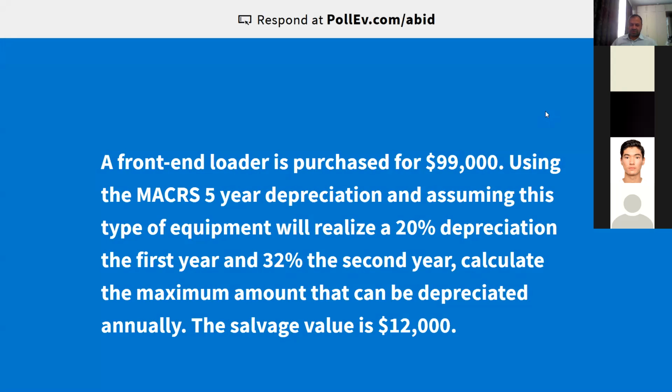A front-end loader is purchased for $99,000. Using the MACRS 5-year depreciation and assuming this type of equipment will realize a 20% depreciation the first year and 30% the second year. Calculate the maximum amount that can be depreciated annually. So the salvage value is $12,000. So out of 20% and 30%, the maximum amount annually which can be depreciated is 32%. Okay, so this is the hint for the answer. 1, 2, 3.